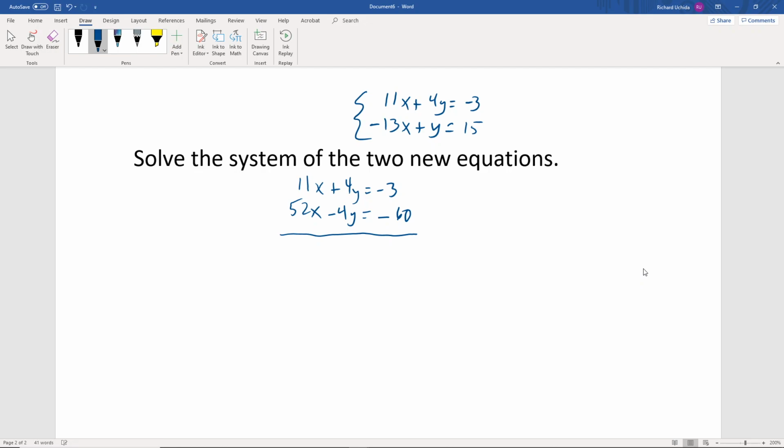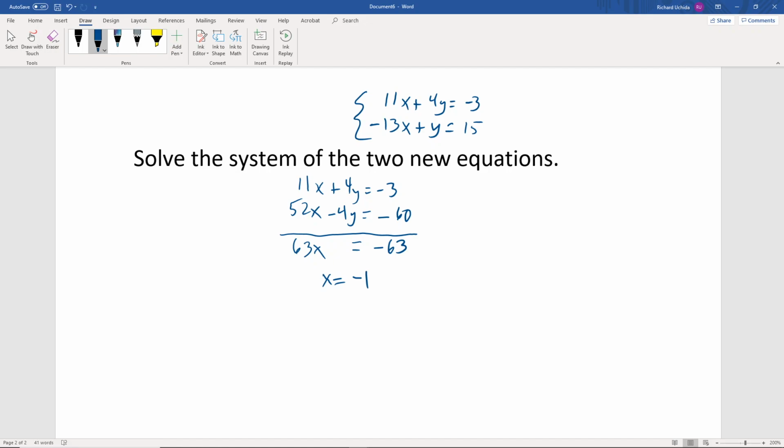And then combining these two equations, we got 11x plus 52x, so that'll be 63x. The 4y minus 4y, those cancel. Negative 3 minus 60 would be negative 63. So solving for x, we now get x equals negative 1 by dividing both sides by 63. And now that I know what x is, like what we did before, we could solve for what y is by plugging in this value for x into either one of these two equations.